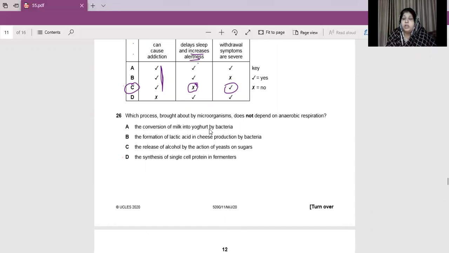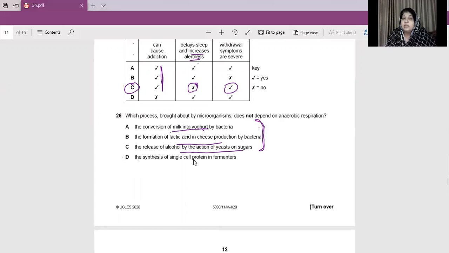Conversion of milk into yogurt produces bacteria. For the formation of yogurt, we need Streptococcus. Streptococcus means no oxygen, and then anaerobic respiration takes place. Same with lactic acid cheese production. Yeast releases alcohol. All three processes need anaerobic respiration.